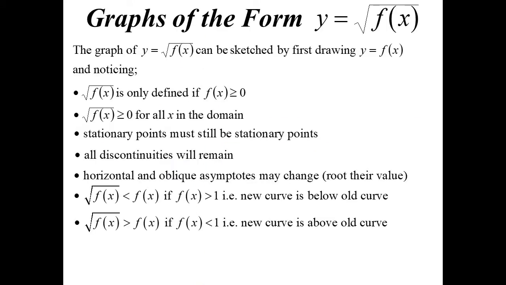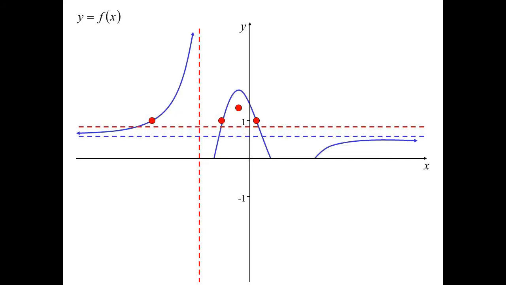The square root of function x, so the new graph will be less than or below the old graph if the function is greater than 1. Okay? Find the square root of a number greater than 1, it gets smaller. The new graph will be bigger than the old graph if function x is less than 1. Find the square root of a number less than 1, it gets, well, it's bigger. It's still less than 1, but it's a bigger number. All right, so 1 again becomes a really important point because the square root of 1 is 1. So let's plot those in. We know the curve's going to stay at those values.